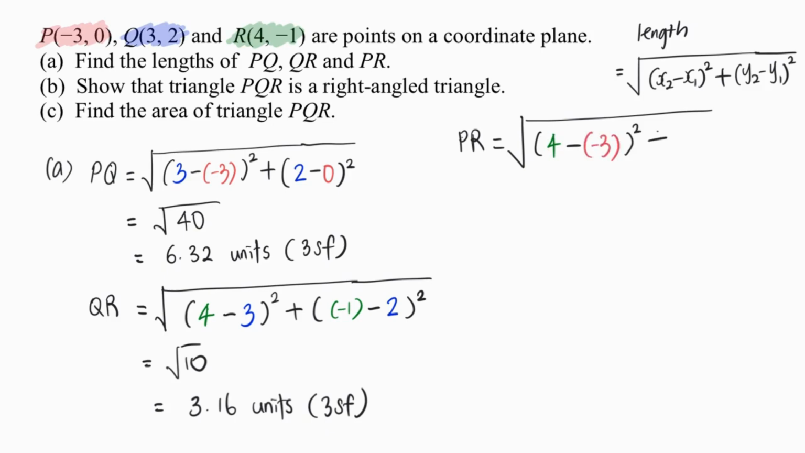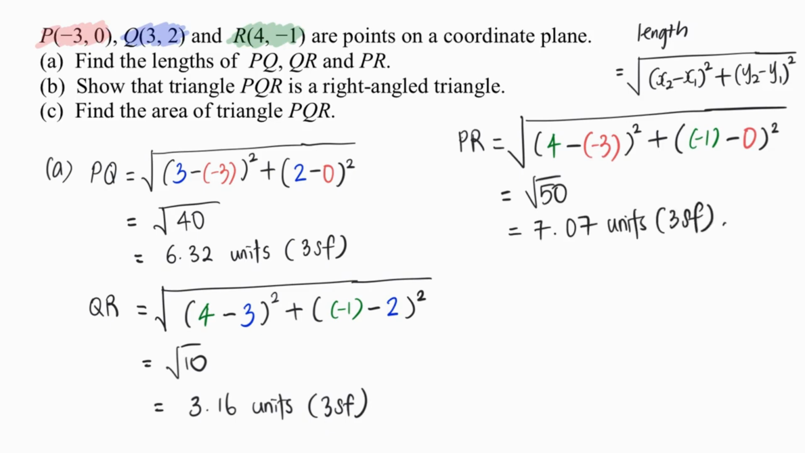square plus negative 1 minus 0 square, and this will give me a value of square root 50, which is equals to 7.07 units to 3SF. Okay, part A is done.